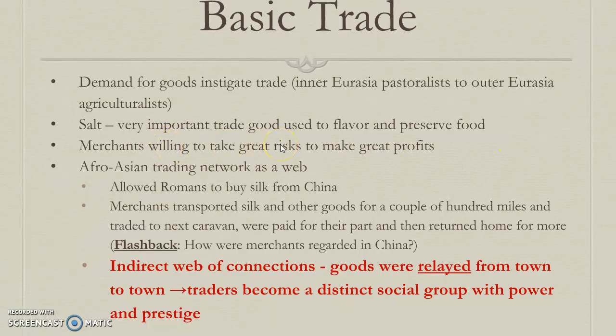Merchants were taking great risks, guys, to make great profits, and they had to go a long distance to make those profits. So Romans were buying silk from China. Merchants transported the silk and other goods for a couple hundred miles, and then they traded it to the next group, and that's how they were paid for their part. Now, with this indirect web of connections, you have to keep in mind the goods were relayed from town to town. The merchant who set out in Chang'an was not the merchant who wound up in Constantinople. There were many merchants along the way, intermediaries as they're called. But this trade is what allowed merchants to become more contributing members of society and higher up in society.